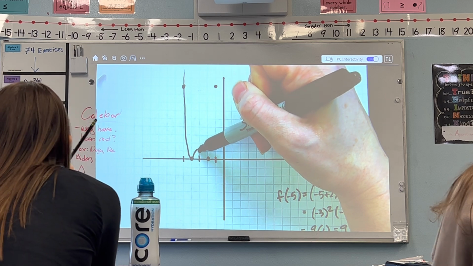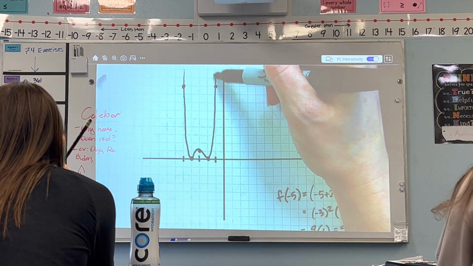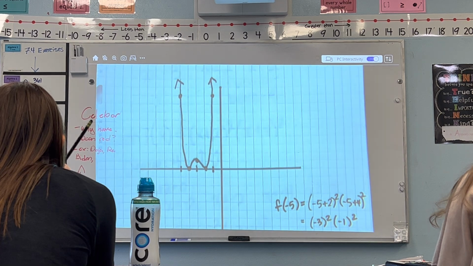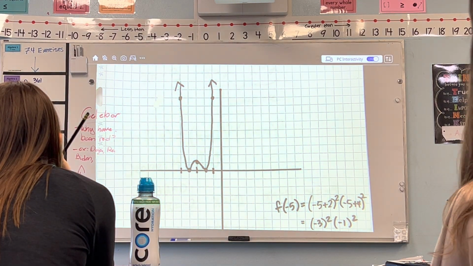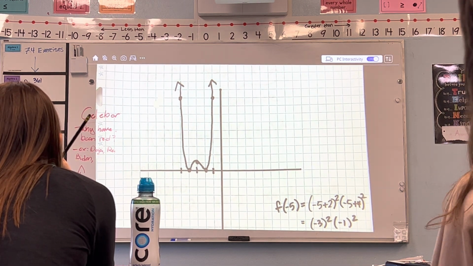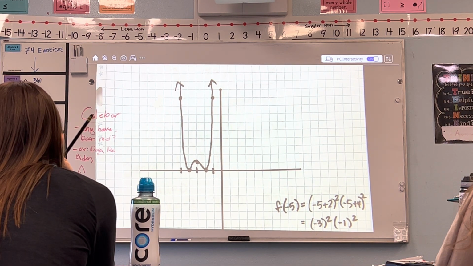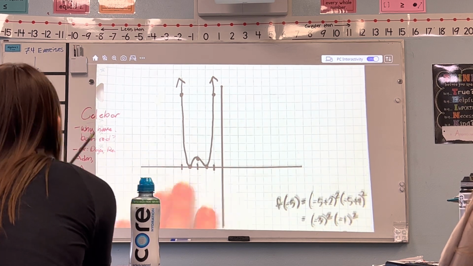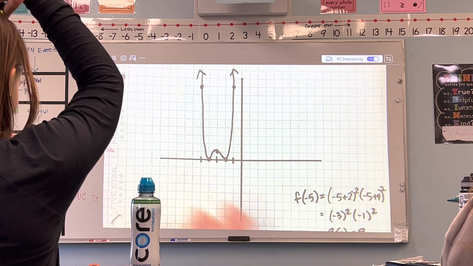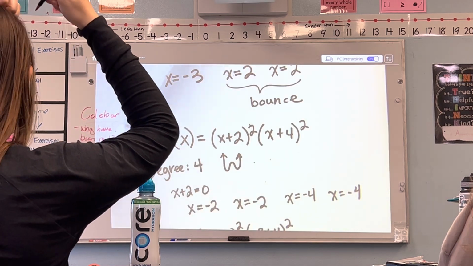It bounces here, bounces there. That looks terrible, but you get the idea. That's a quadratic. Looks like an ice skating blade. Any questions on how to graph those?